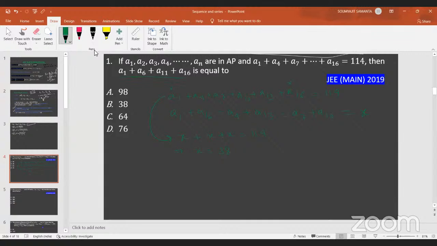Now see what they have asked. We need to find the value of A1 plus A6 plus A11 plus A16. Now again add the lower suffixes of the first and last. You will get x, same as A6 plus A11. 6 and 11 sum up to 17, so this will also become x. So this will become 2x. That is nothing but 2 into the value of x we have already found, that is 2 into 38. This will become 76.